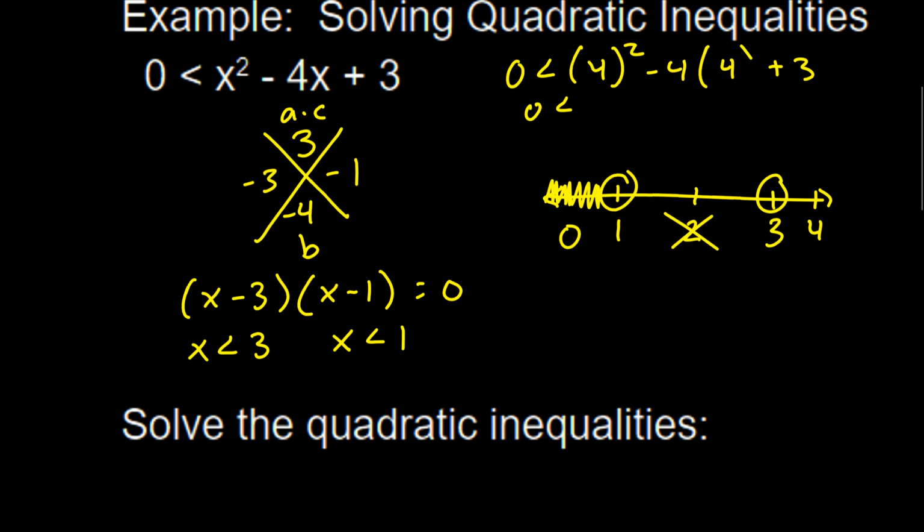What is 4 squared? 16. 4 times 4 is? So what's 16 minus 16? 0. So what is that right-hand side? So is 3 greater than 0? Yes, it is. So which way should I shade? Wonderful. So what does this tell us? What is x? X is anything less than 1. So this was the correct inequality.